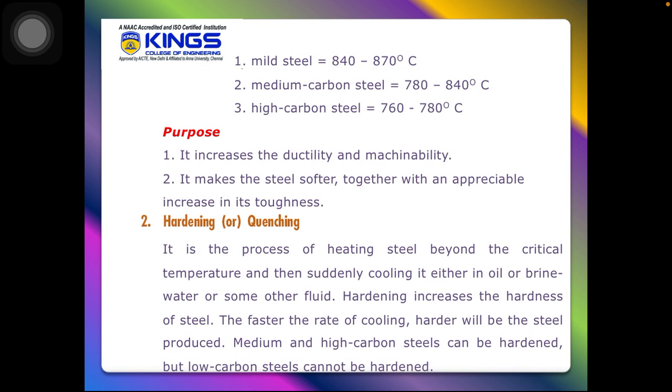The second heat treatment process is hardening, otherwise called quenching. It is the process of heating steel beyond the critical temperature and then suddenly cooling it in oil, brine water or some other fluid. Hardening increases the hardness of steel. The faster the rate of cooling, the harder the steel produced. Medium and high carbon steels can be hardened, but low carbon steels cannot be hardened.